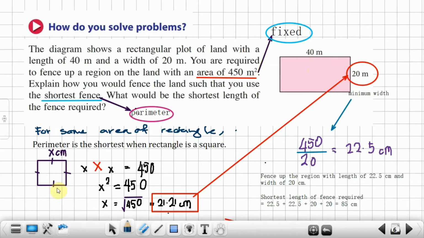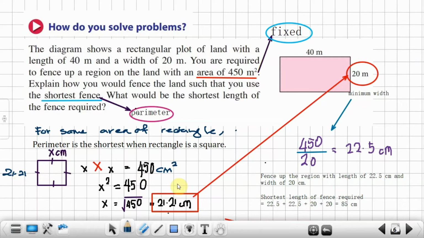Let's say this is a square region, so the length of all sides is x. So x times x is equal to 450 square units, which is the area. So x squared is 450, so the square root of 450 is 21.21. So this is the side of our square. But we cannot build this.